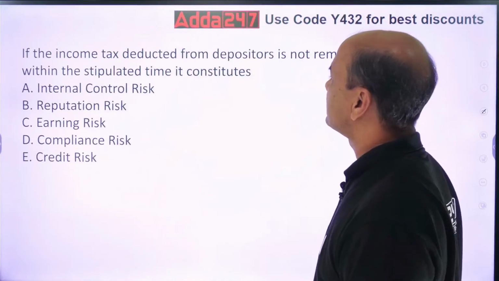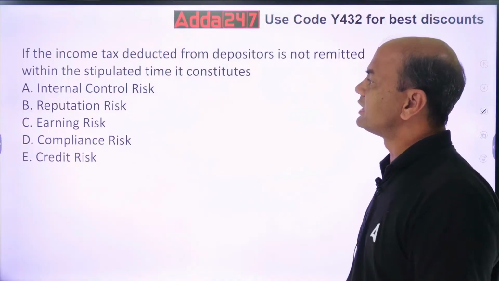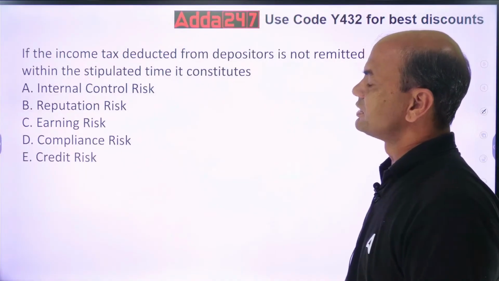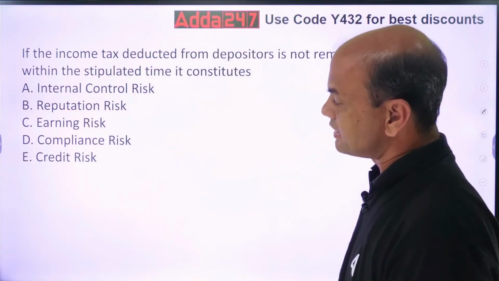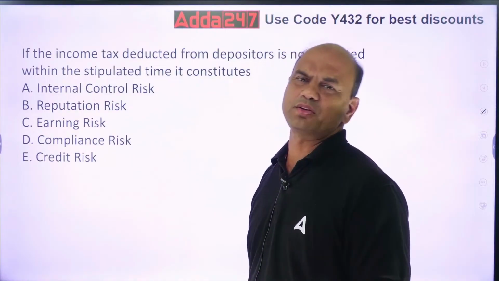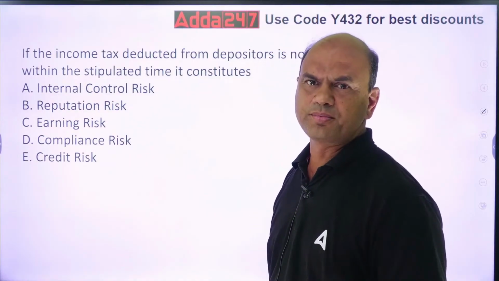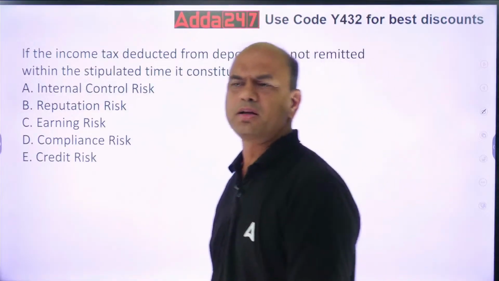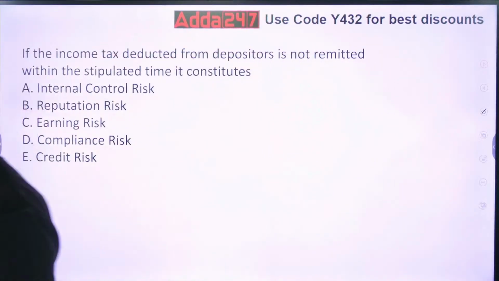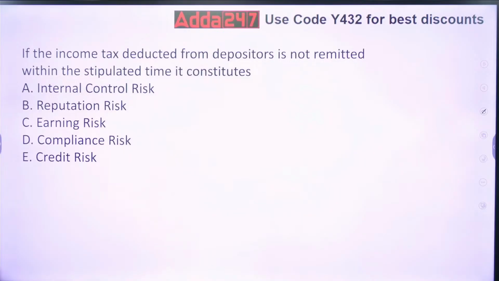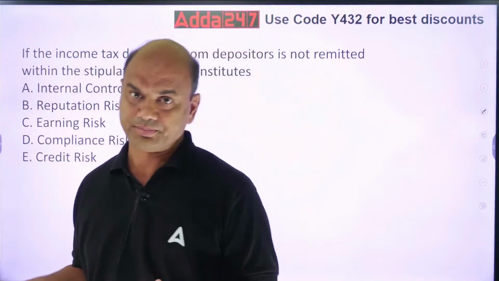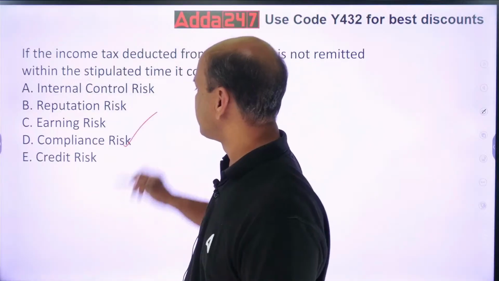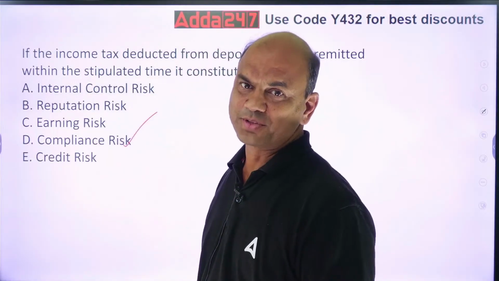If the income tax deducted from the depositor's account is not remitted within the stipulated time, it constitutes which risk? Internal control risk, reputation risk, earning risk, compliance risk, or credit risk? Very simple. You have deducted income tax from the client's account, so you have to give it to the income tax department. If you don't, you are committing a fraud. You are taking the money from the client and not giving it to the concerned department. So basically it's a compliance risk. Okay?